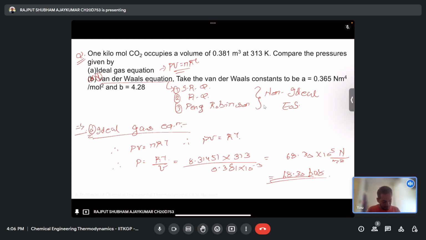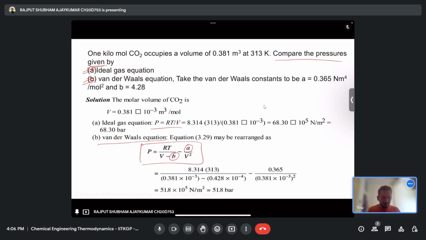So this is how I solve PV equals nRT, and if you take the volume divided by the number of moles, it will be the molar volume. So we'll just plug in all the values, and we get 68.30 bar. Okay.